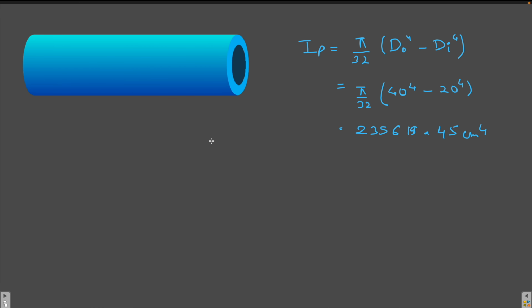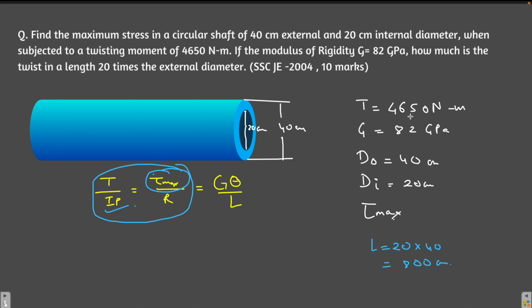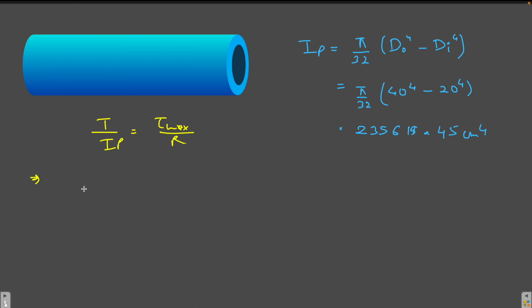Now putting this value in the equation T by IP equals tau max by R. The torsion is given as 4650 Newton meter. Look carefully, the unit of torsion is in Newton meter, so we'll convert this to a single unit. We'll multiply it by 10 to the power 3 to convert meter into millimeter, so it becomes Newton millimeter.